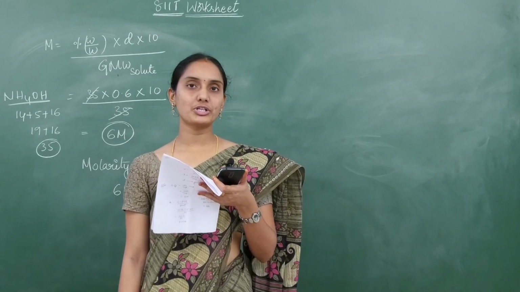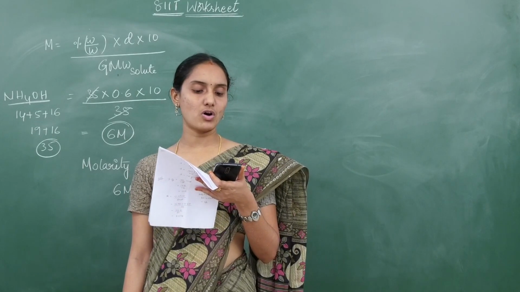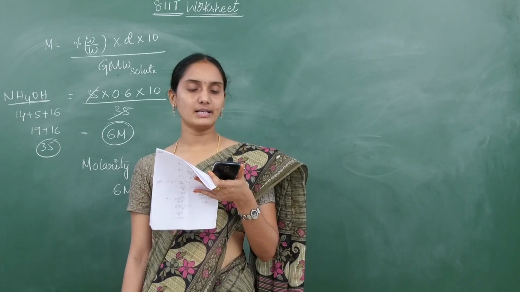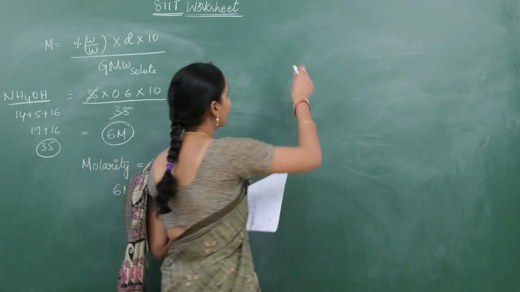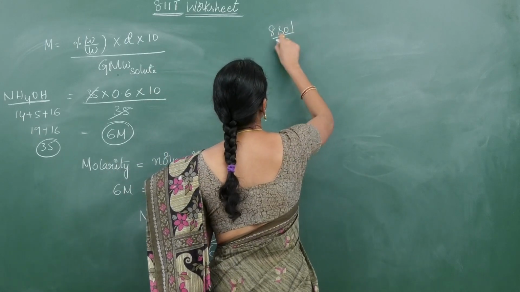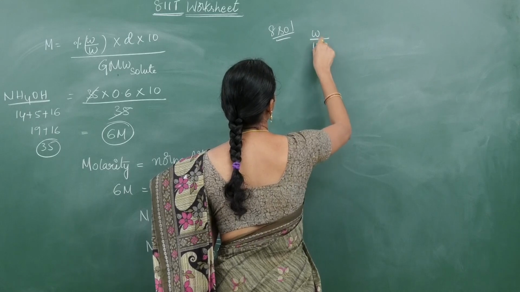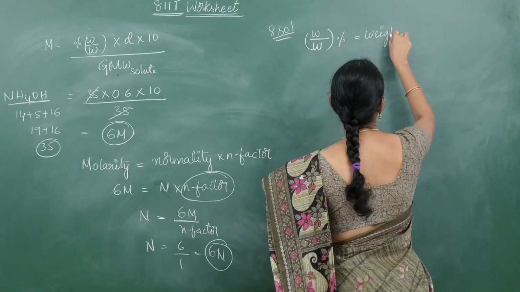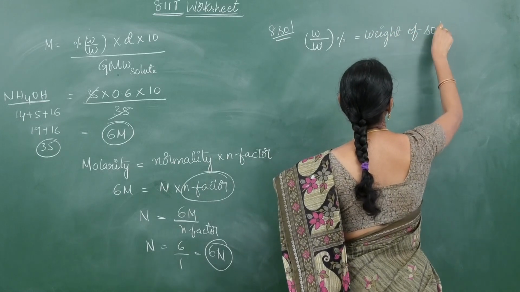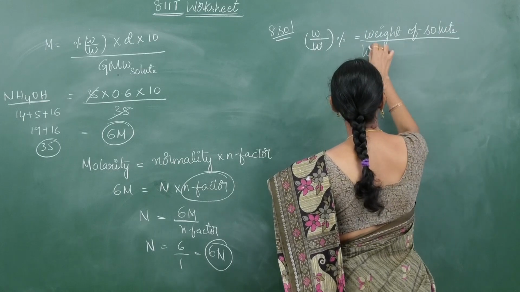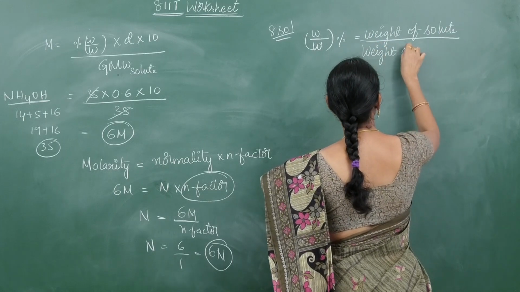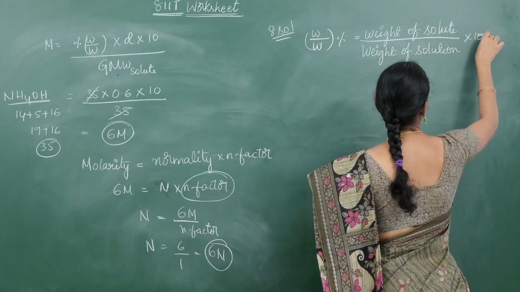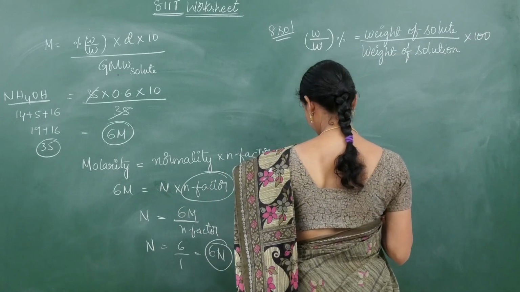Now we are going with the 8th question, children. 15 grams of methyl alcohol is dissolved in 35 grams of water. Calculate the weight percentage of methyl alcohol. So they have asked the weight percentage, children. So weight by weight percentage is equal to weight of solute divided by weight of solution into 100.